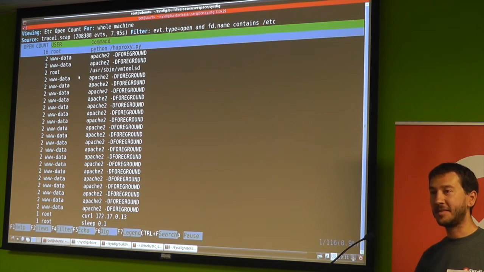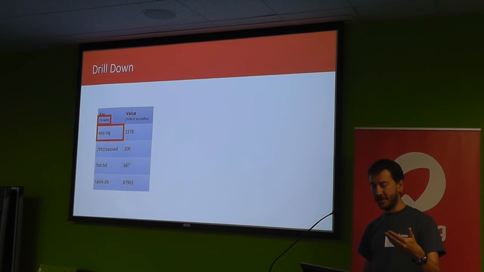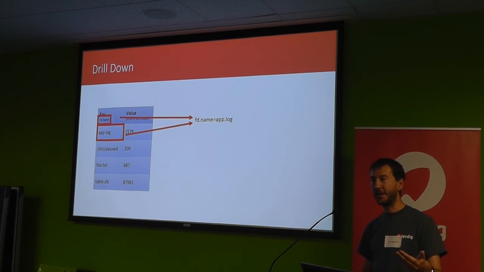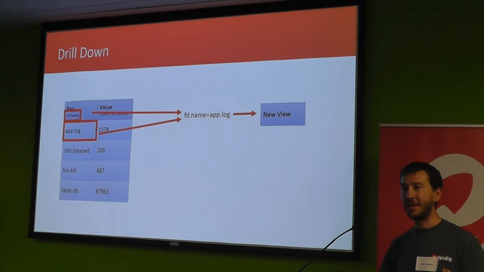As I was saying, this supports drill down as well. How does drill down work? Essentially, I have a table, right? A table with a key and a value. The key is the unique identifier for each entry in the table, and it's a field. It's a Sysdig field, right? So we go back to the type system that I was describing before. So when I click enter on a line in a Sysdig table, Sysdig takes the field, creates a filter through that field by matching the column name and the row name, and then applies the new view with that filter.